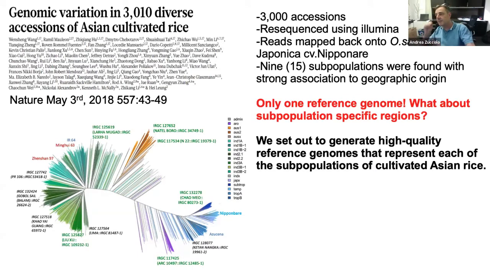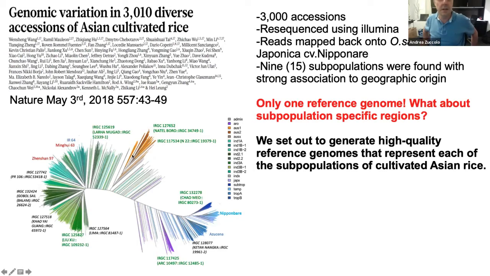Over the years, several attempts to study the genomic variation of domestic rice were carried out. One of the most successful resequenced 3,000 accessions using Illumina. The reads were then mapped back onto the reference, which was the variety Nipponbare for Oryza sativa, identifying structural variants, SNPs, and indels, and using this information to infer the phylogeny of all the subpopulations of rice. Authors at the time were able to identify 9 subpopulations, but other studies then added 6 more subpopulations that are depicted here.